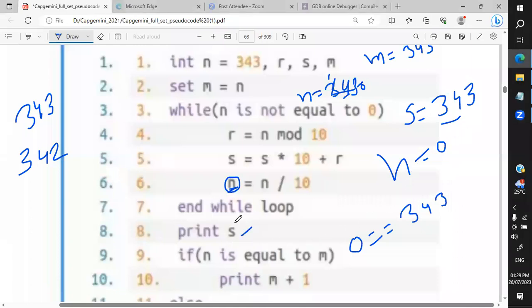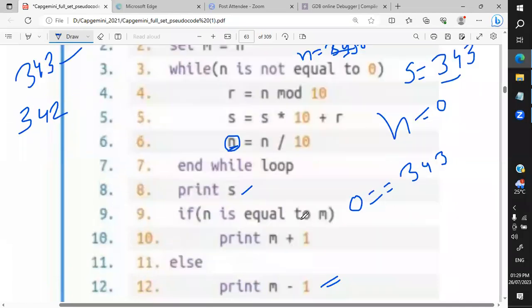And then we are printing the test. So answer is 343, the first output. Then we are comparing n is equal to m. The first output is S value. And later they are comparing n, the modified value which is 0, with m. Are they same? No, we made it 0, right? As we made it 0, it is not same. The if condition will be false. As it's false, it will enter into the else part and print m minus 1, which is 342. Okay. I hope everyone understood that now.